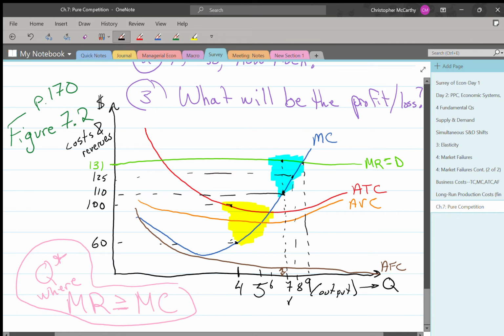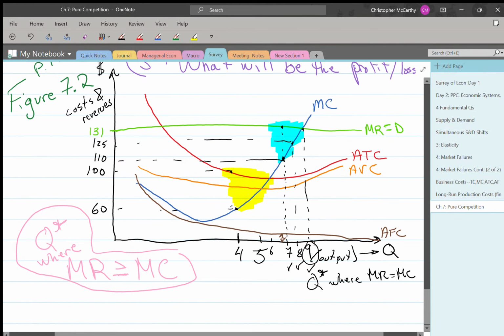But 131 is still greater than 125, right? We're still making $6 by producing that 9th thing. So we're going to go ahead and produce all the way up to 9, because 9 is that Q star where my marginal revenue is equal to my marginal cost. So this is the thing that's going to give me the greatest amount of profit.